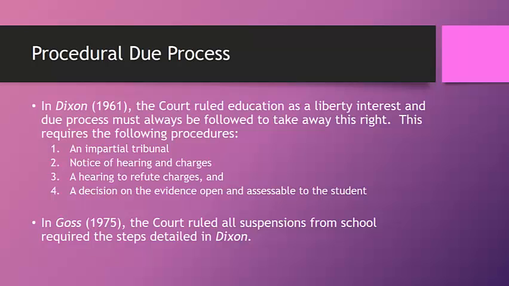So again, to go back, the 2 main cases dealing with suspension of students and taking away their rights are Dixon, 1961, where the court ruled education is a liberty interest and due process must always be followed to take away this right. In Dixon, they specifically stated these 4 things. There must be an impartial tribunal. Here we're talking about a principal. It could elevate to the level of board, and one of the things that you have to have in policy is a place to appeal the decision.